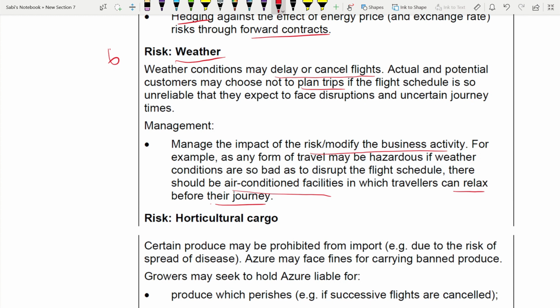You understanding? Because due to weather conditions, how many times have you faced this, that flight was delayed and you couldn't travel? There's a delay of 4-5 hours. So imagine during that time, what are you going to do? Are you going to get frustrated or go back home? No, make sure that there's some air conditioning room there. They go take a rest before their journey. That is a technique that they can do.